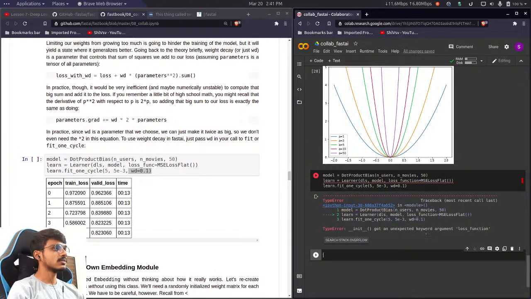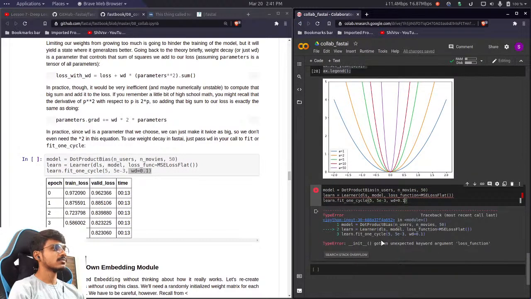What's the loss function? What's the keyword argument? It should be loss_func.